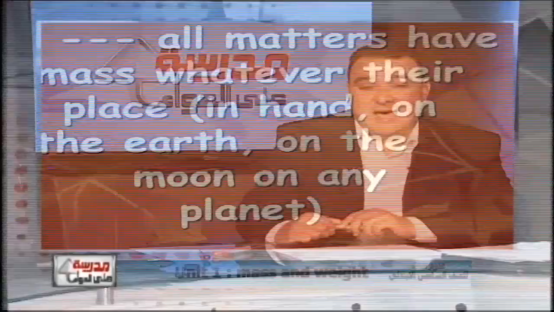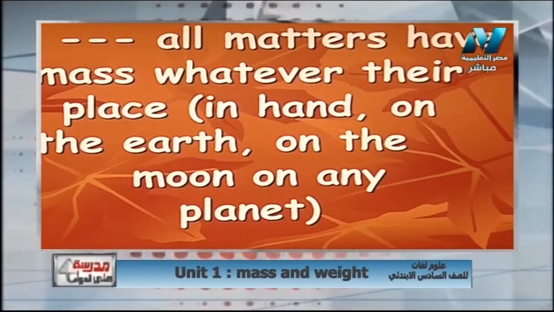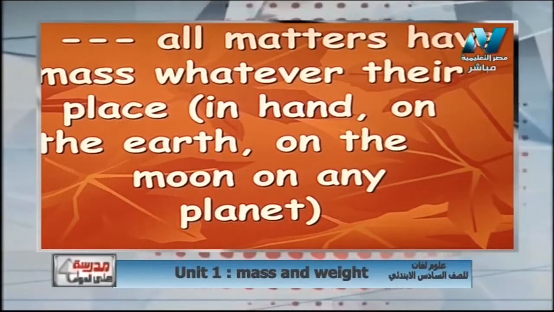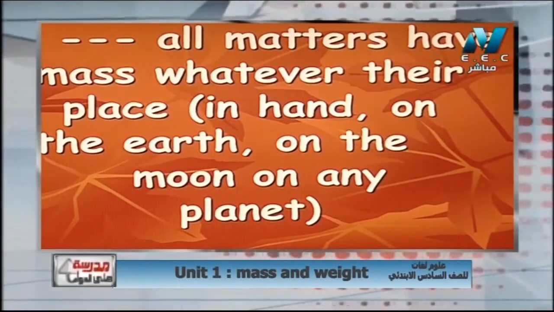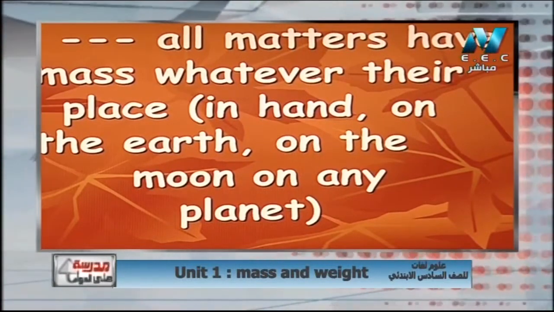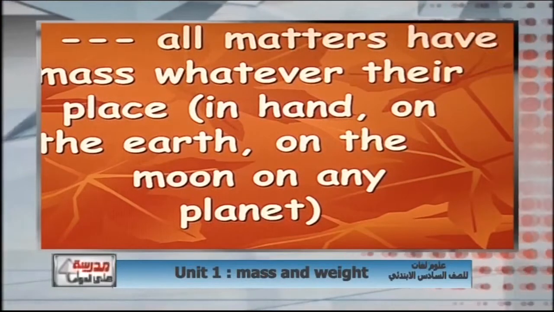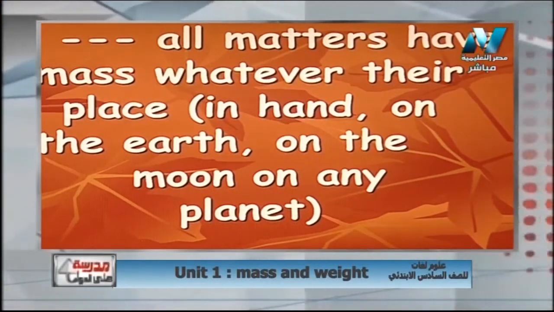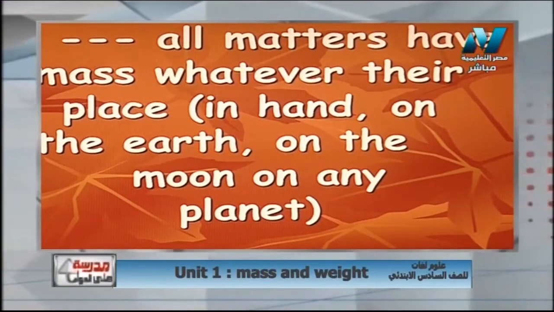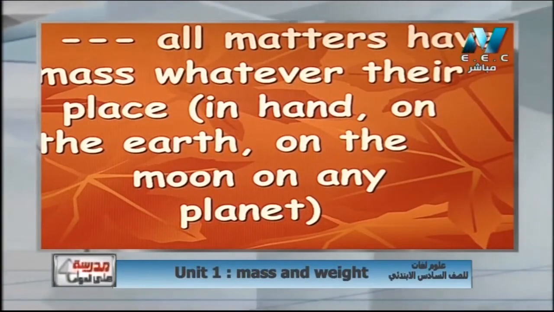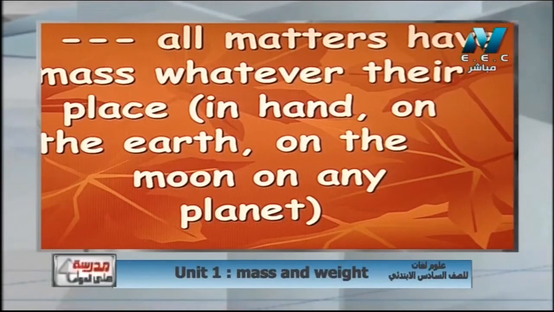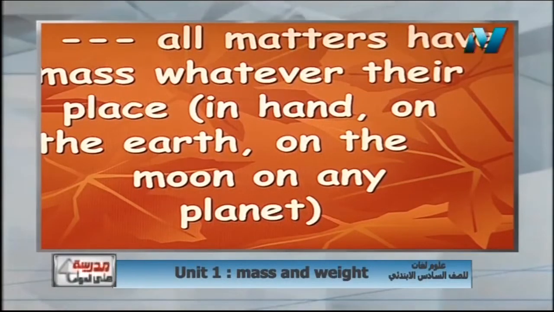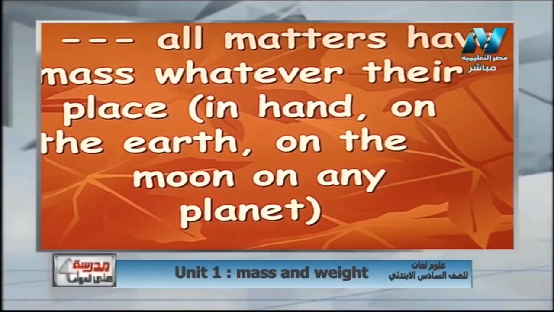Another property of mass: all matter has mass whatever its place. And honestly, this is the most important property of mass. All matter has mass whatever its place: in hand, on the earth, on the moon, on any planet. This means that mass doesn't change when it is moved from place to place: on earth, on the moon, on Venus, on Jupiter, the biggest planet as you know, mass doesn't change.